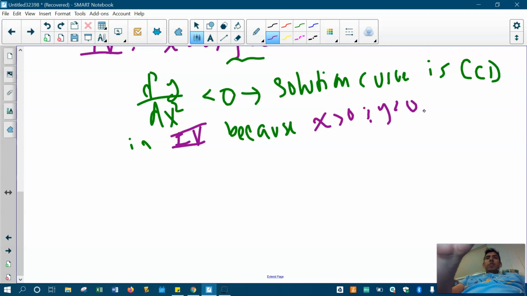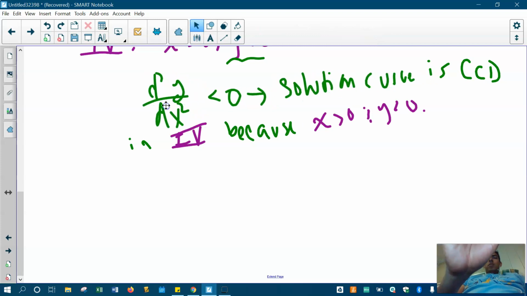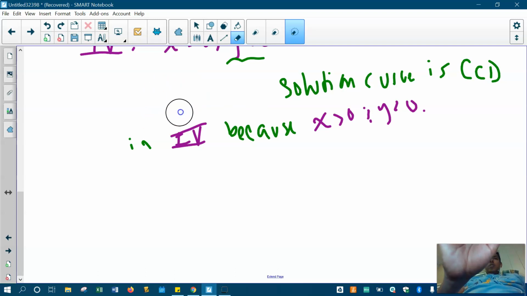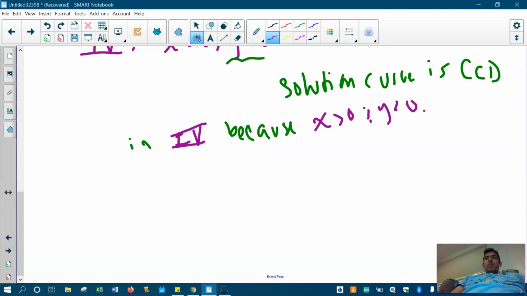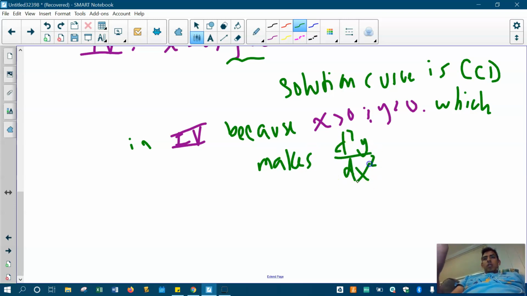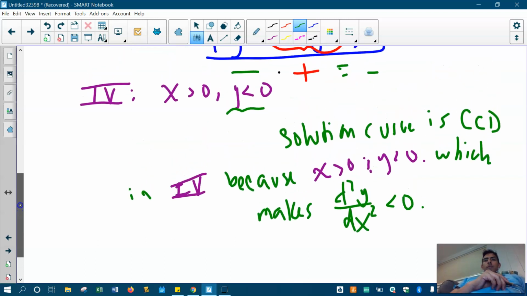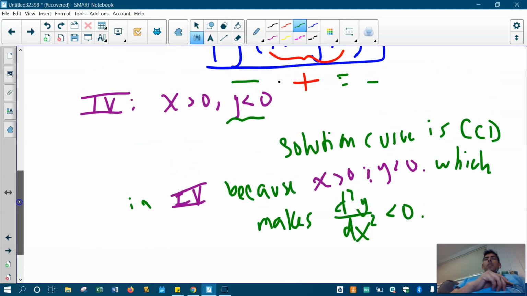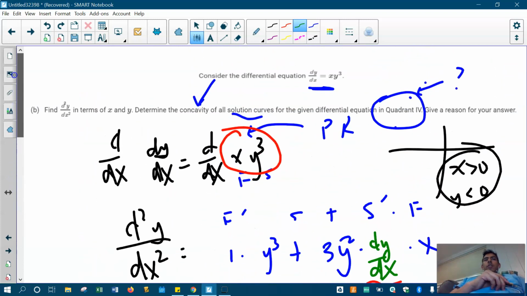And I'm just going to move this little part over here. Let's see if it will do it. No. I'll just erase this, just to make it a little bit cleaner and more sensical. Solution curve is concave down in quadrant 4 because x is positive and y negative, which makes d2y dx squared less than 0. Okay. And that's the answer for B.